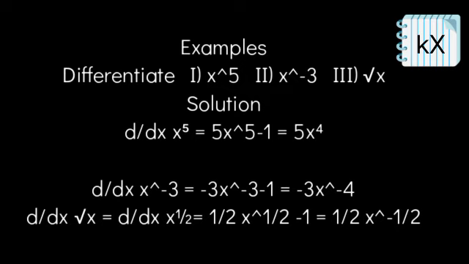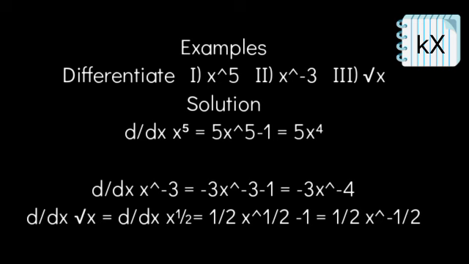The same thing for the next one. We have x raised to the power of minus 3. We multiply by minus 3, then subtract 1 from its power to give us minus 3x raised to power minus 4. For the last, we have root x, which applies the same way, and we have 1 over 2 x raised to power minus 1 over 2 as its answer.